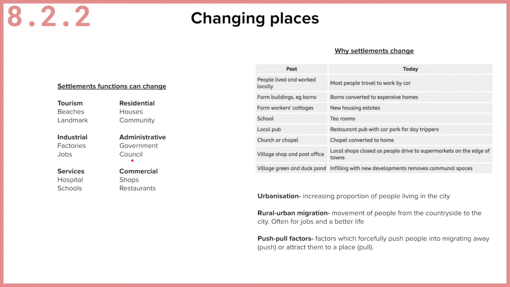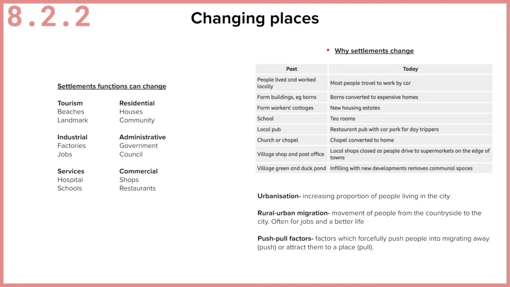Newcastle, for example, is going to have lots of administrative buildings. So it's got the main council buildings, it's got the local government buildings there. It's also got hospitals and some of the bigger schools. Or it could be to do with commercial, and again, Newcastle and Sunderland would be examples of this, where we've got lots of shops and restaurants, and that's the reason why people come to those locations. And therefore, settlements do change, and let's have a look at why they do.